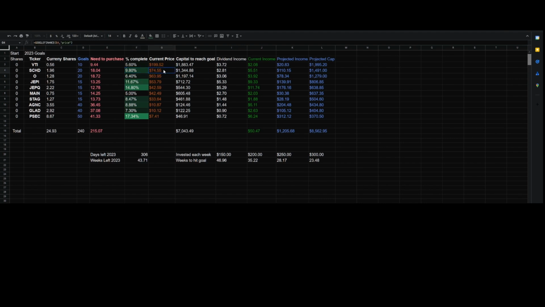This is the current share price of them. I have this sorted from the highest share price all the way down to the lowest, so you can see VTI is the most expensive and pays the least, and then PSEC down there is the cheapest, and actually has a pretty good dividend yield.